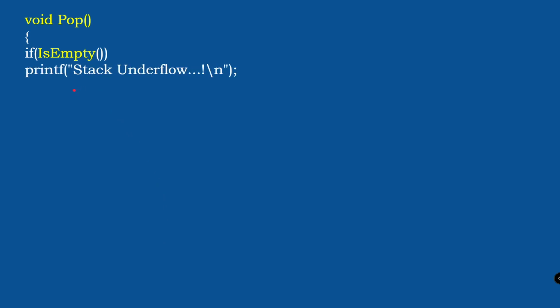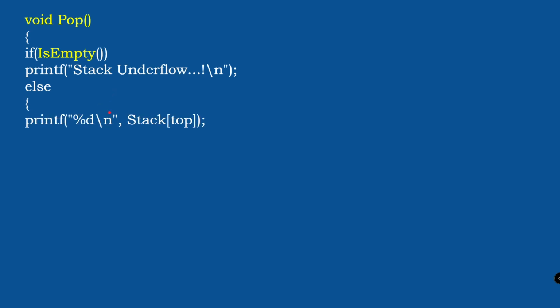Okay, now next is the pop function. What is pop? It is taking the element out of the stack. So the pop function cannot take an element from an empty stack. First it will check the condition whether the stack is empty. If it is empty, it will say stack underflow, I cannot take anything from the stack. Else it keeps on taking the element from the top.